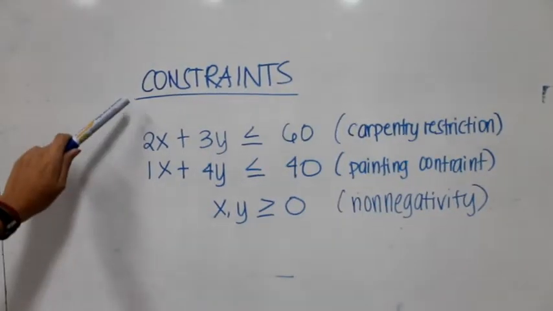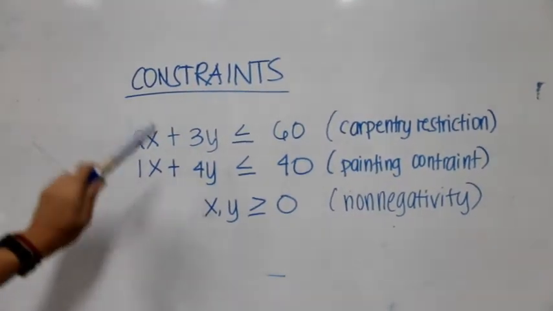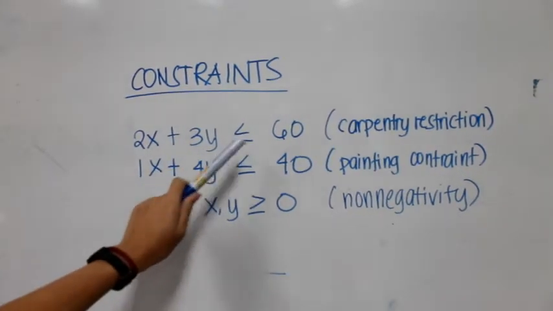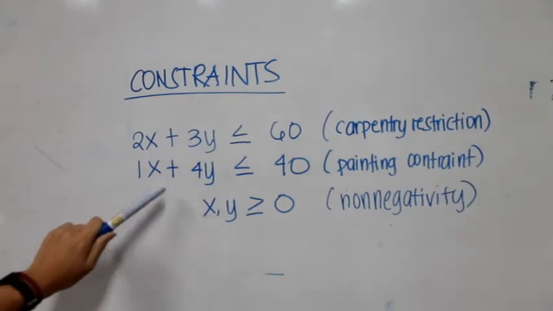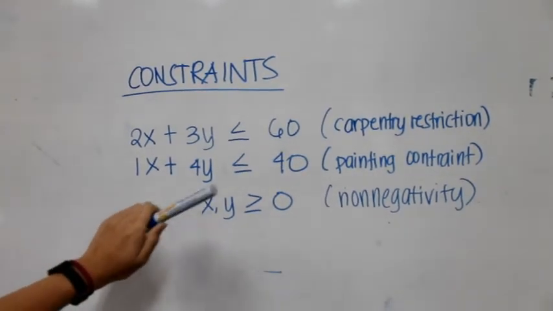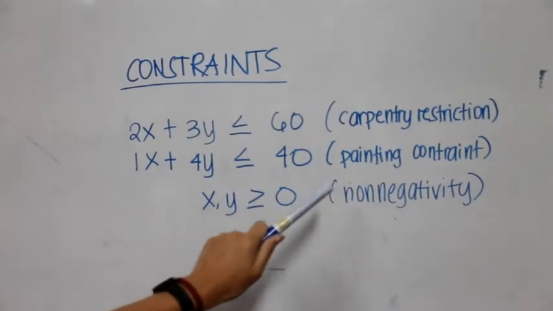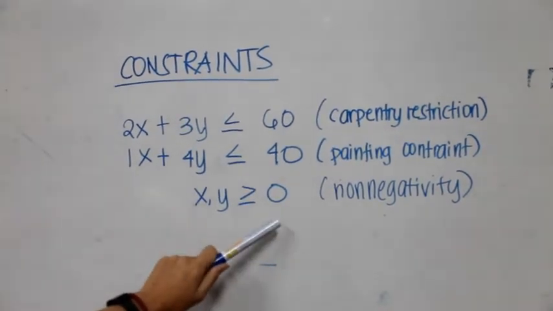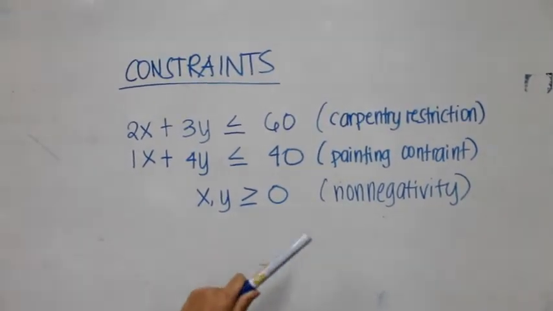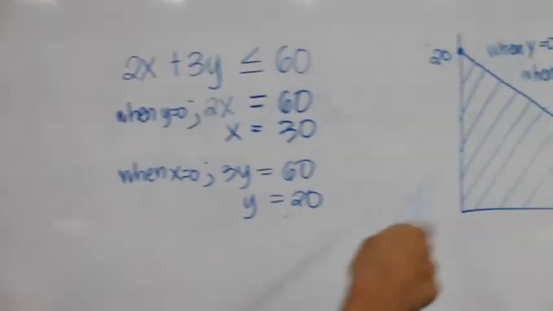The constraints of this problem are 2X plus 3Y less than or equal to 60, which is the carpentry restriction, and 1X plus 4Y less than or equal to 40, which is the painting constraint, and X, Y greater than or equal to 0, which is the non-negativity constraint. So we now draw the graph of the problem.